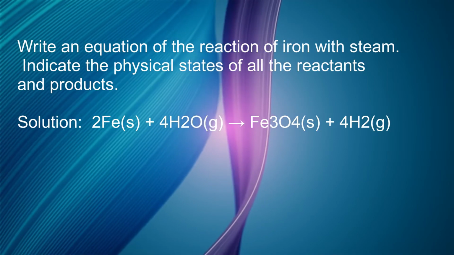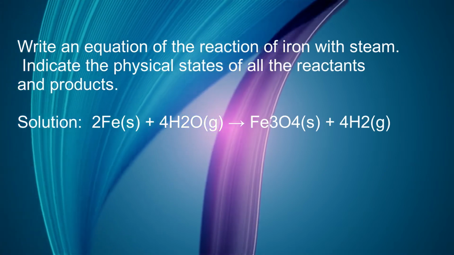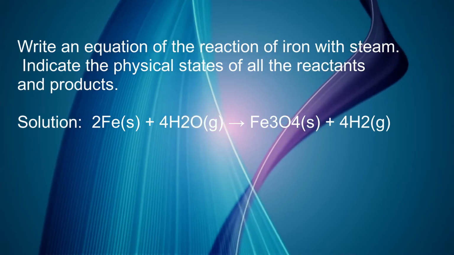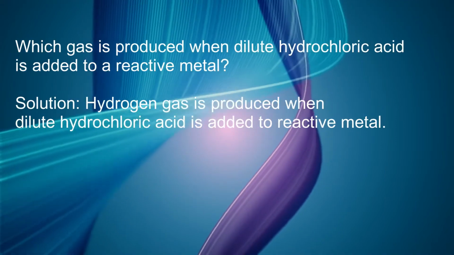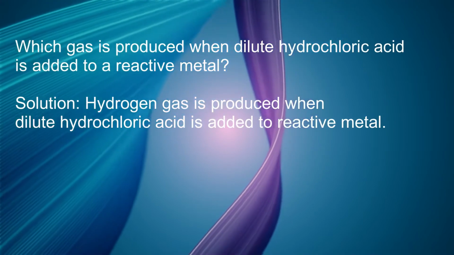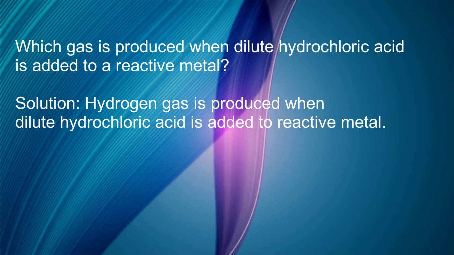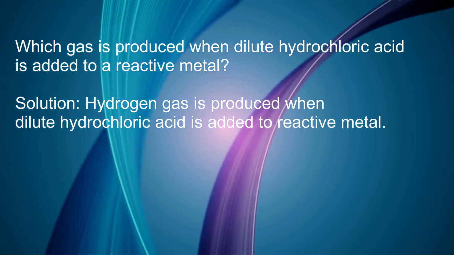Solution: 2Fe (iron, solid) plus 4H2O (water, gas or steam) gives Fe3O4 (iron(III) oxide, solid) plus 4H2 (hydrogen gas). Which gas is produced when dilute hydrochloric acid is added to a reactive metal? Solution: hydrogen gas is produced when dilute hydrochloric acid is added to a reactive metal.